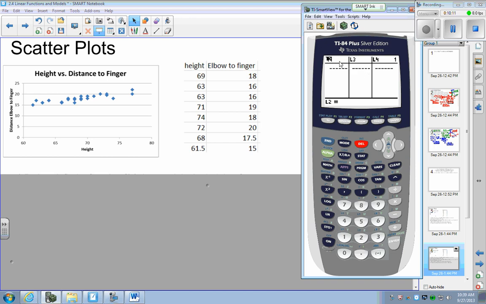So let's say your L1 or whatever is gone. I just deleted it. If you want to insert one in there, hit second, insert, and then the 1 button, because you can see the L1 above it, and you can get it back. So once you have your L1, L2, L3, you're just going to throw the numbers in there.